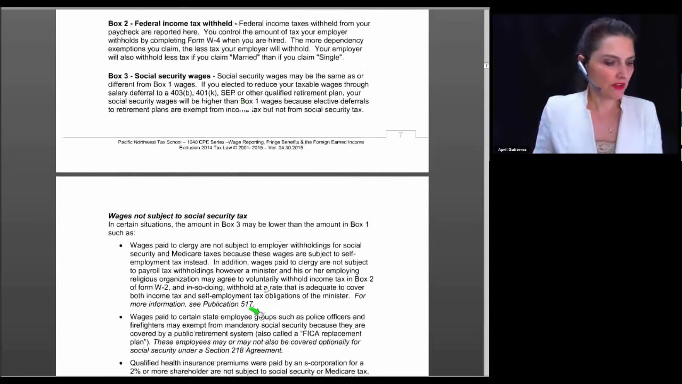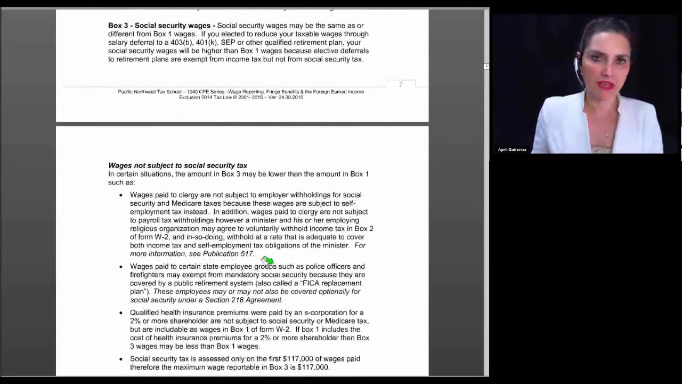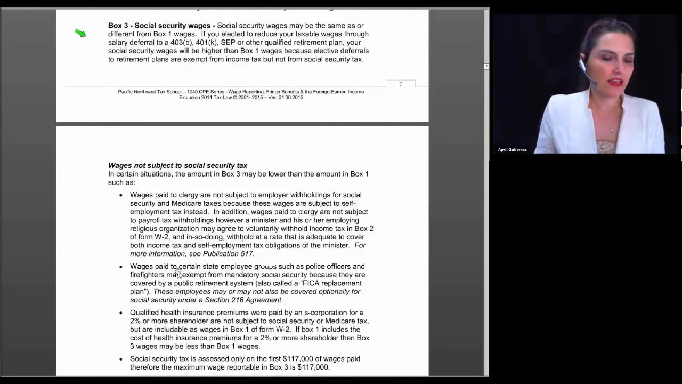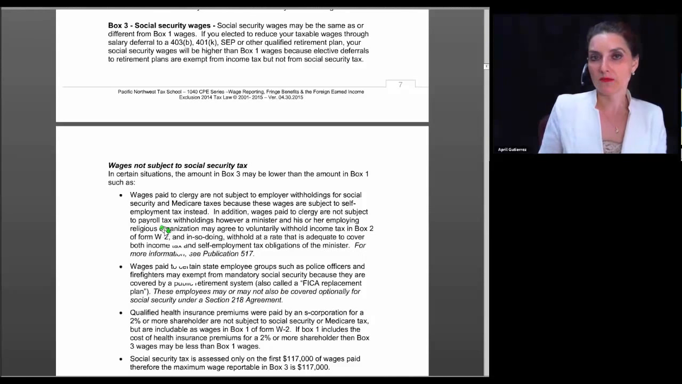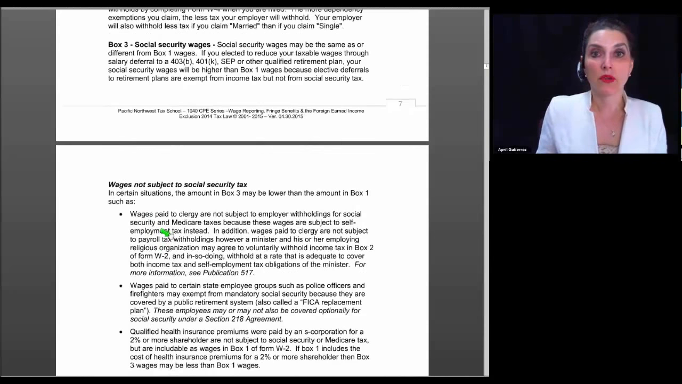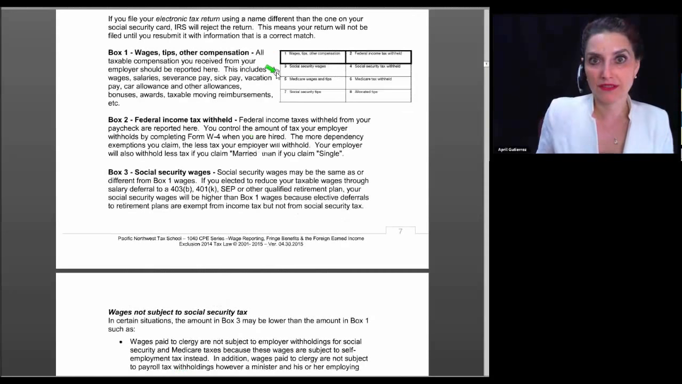All right, so I'm going to move on to page 7 and 8 of the manual, and I wanted to come back to this Social Security wages box. I mentioned that the Social Security wages box maxes out at $17,000. But even when it hasn't maxed out, it can be a number that is different than the wage box for a reason other than contributions to a 401k plan. There's actually situations where the wage box can be higher than the Social Security box.